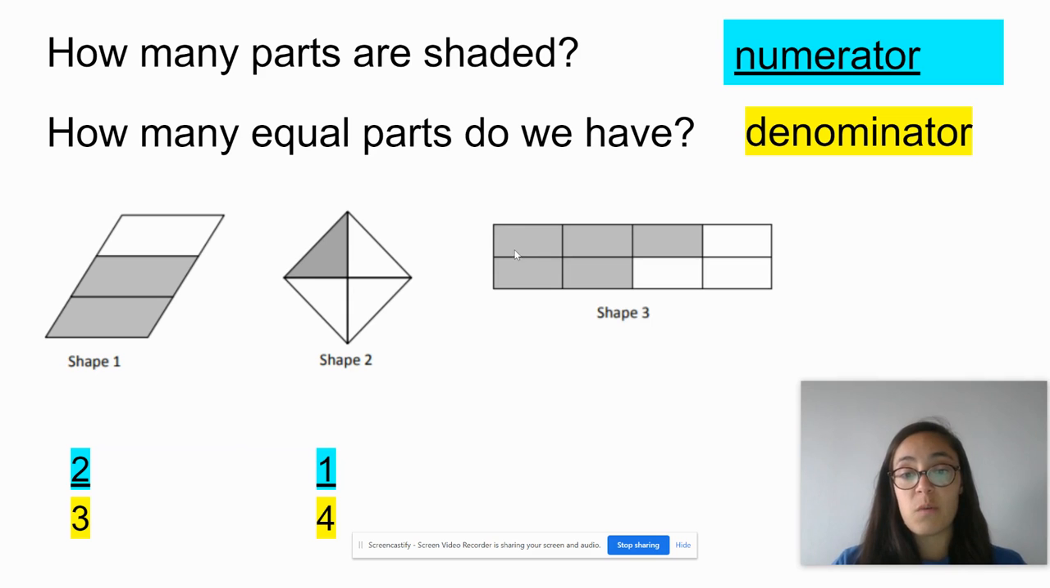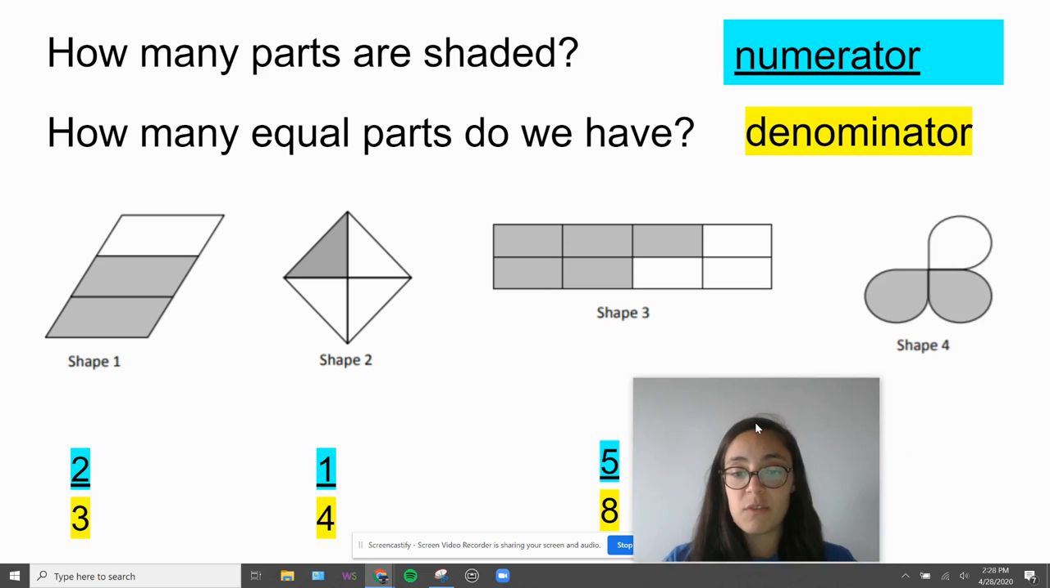Next one, I count. I go 1, 2, 3, 4. 4 times 2 is 8. So I know all the shapes total are 8 as my denominator. And I have to count because we just can't always look and assume that we know the number. So let's double check our work. 1, 2, 3, 4, 5. So I have 5 eighths as my shape over here.